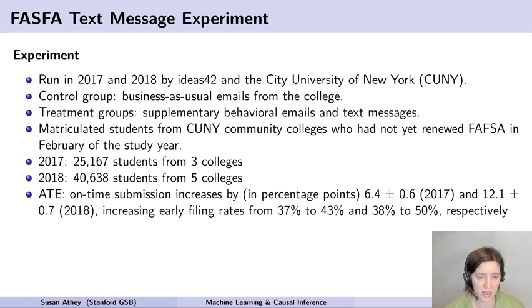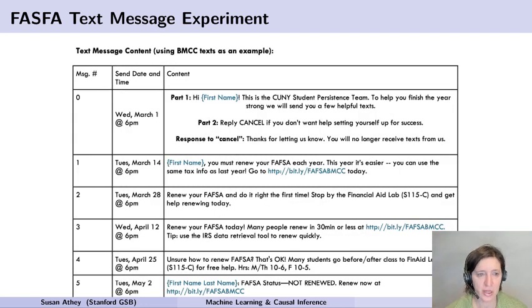And so when analyzing this data, the average treatment effect showed that the on-time submission of financial aid increases by 6.4 percentage points in 2017 and 12.1 in 2018. And that increased early filing rates from 37 to 43% and 38 to 50% respectively. So this was a successful experiment. Just to see what the experiment looked like, the text messages were sent and they would say things like, "Hi, this is your student persistence team. We want to send you a few helpful texts." And then they would get text about renewing their financial aid forms.